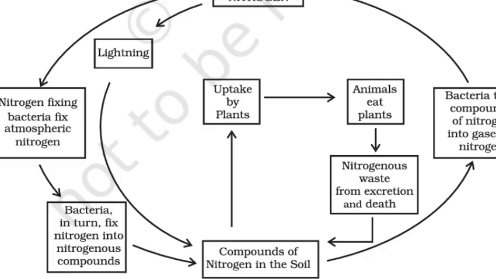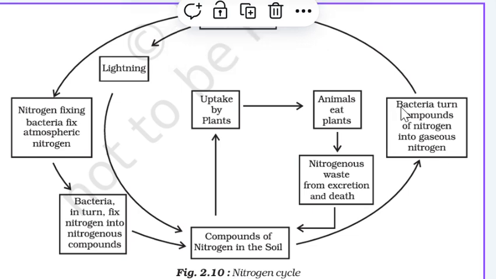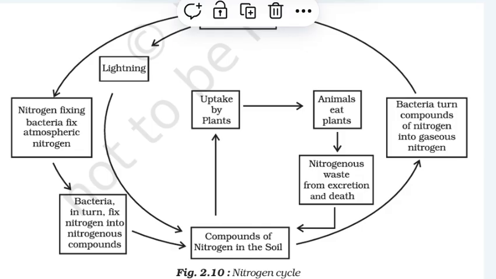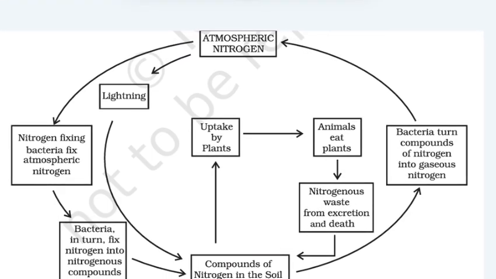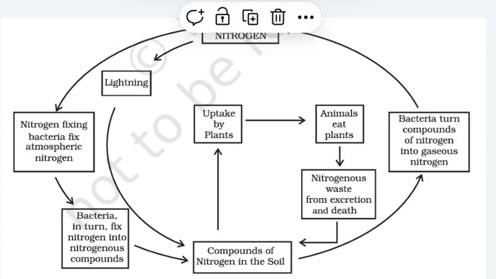This is your nitrogen cycle that is in your NCERT. So, you have your atmospheric nitrogen. It can be converted in two ways, either by the process of lightning or through nitrogen fixing bacteria known as rhizobium. Through lightning, let us look at the first.